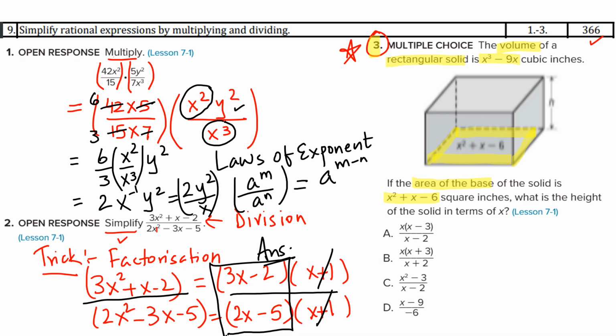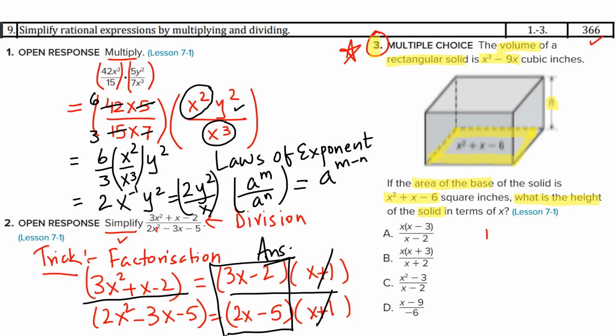Now look at the height. Height is not given to you. You are just given a value of h, and that's what you need to find. So what is the height of the solid? This h value you need to find, and definitely you need to find it in terms of x here.